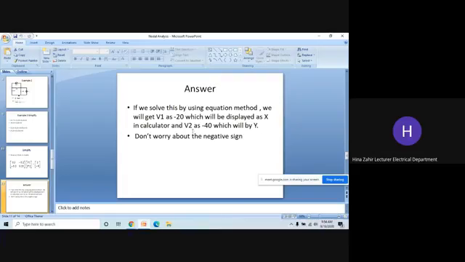So when you solve them by simultaneous equation, your answer will be minus 2, but it will be displayed as x, and the other will be minus 40, which will be displayed as y in the calculator. So I hope that most of you guys know the method of simultaneous equation on the calculator. But if you guys don't, then you can ask me. I will again post pictures of that method.